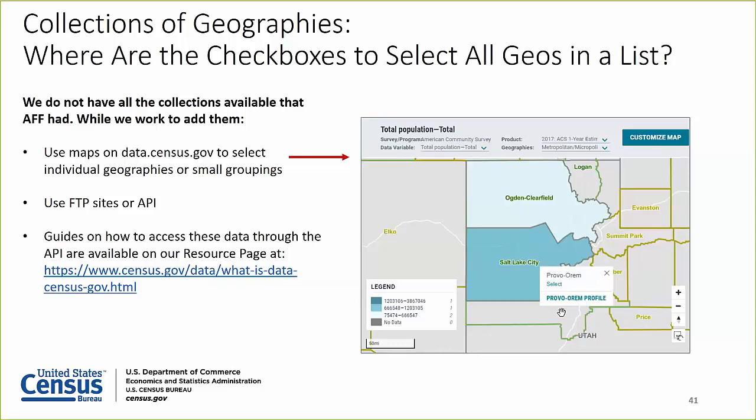You can use the map feature to drill down in and then individually select estimates from there, or even use the selection rectangle where you can pull several in at once. You can also use the FTP sites or even the Census Data API. At the end of the presentation, I'll show you specifically where some of our resource information is on our census.gov page, where we outline exactly how to pull all data for the ZCTAs and other things that you may be having some problems pulling off the site.